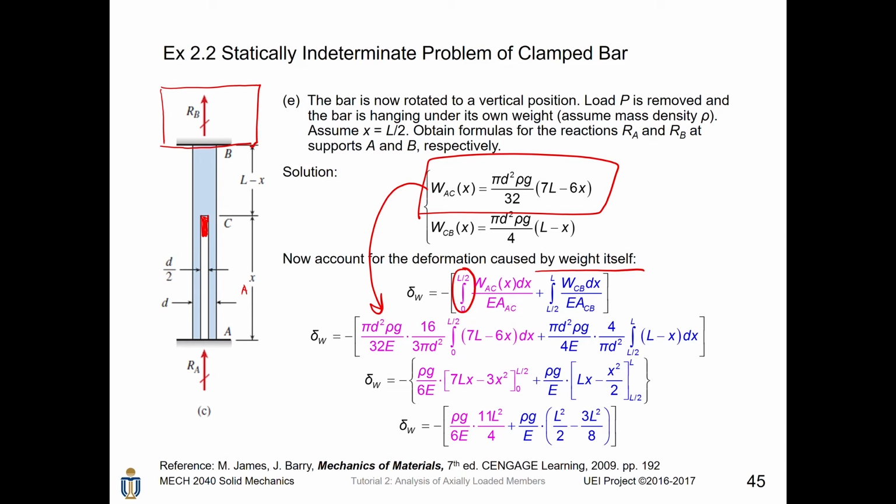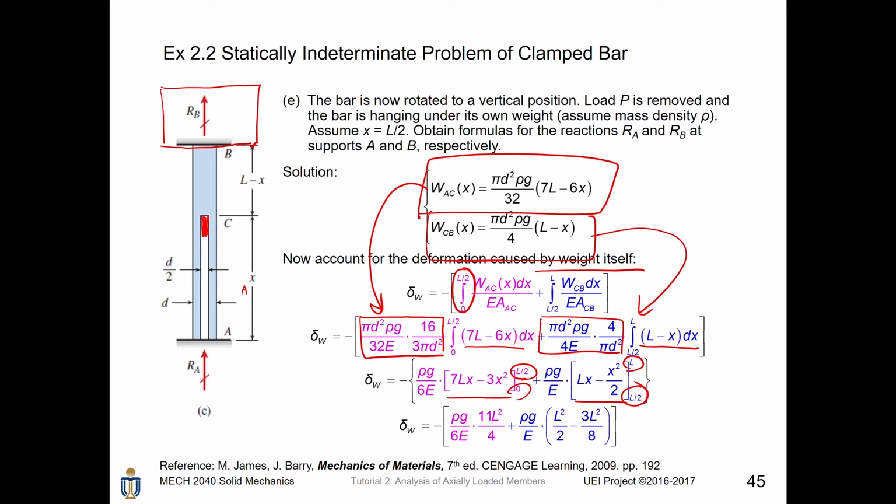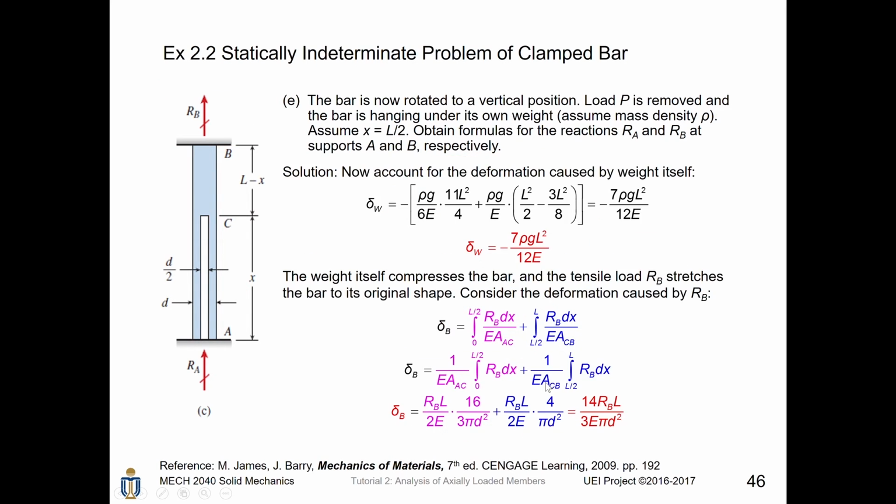We take out all the possible constants from this integral. Similarly, for this one, put it in. Then we do a lot of cancellations in these constant terms. At the same time, we integrate the linear formula inside the integral to be like this, and we substitute our lower and upper limits to get the result. We simplify the result on the last page to get that the deformation caused by the weight itself is given by minus 7 rho g L squared divided by 12E.